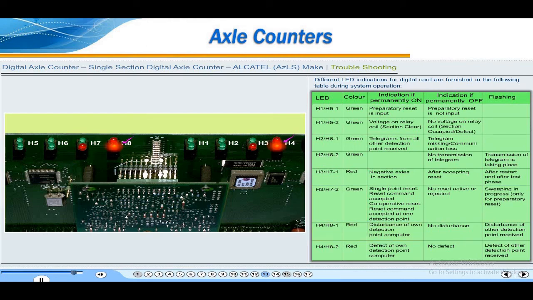H4/H8 1 red LED remains permanently lit in case of any disturbance of its own detection point. In case of disturbance occurring in other detection point, this LED keeps on flashing.